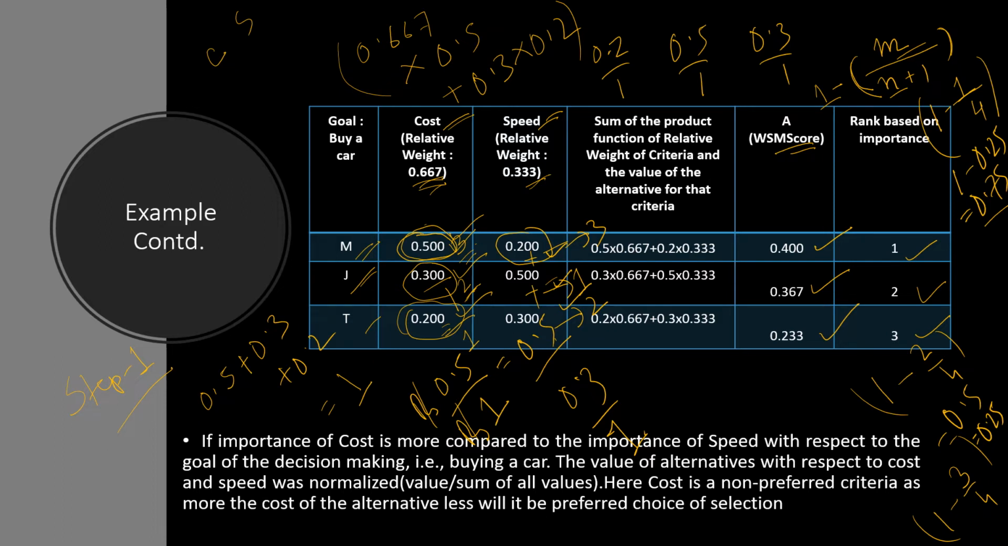Now here you note that this entire inverse rank has been implemented, and then only it has been shown here. So that is why, as Mercedes has the lowest cost, it has been assigned the value of 0.5, followed by Jaguar, and Toyota has the highest cost. That is why it has been assigned the value of 0.2.